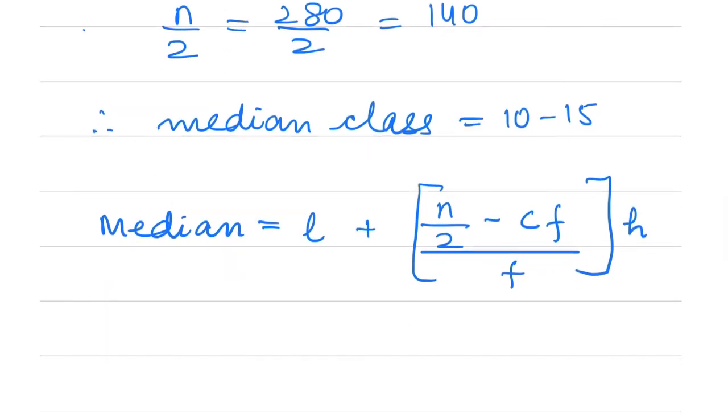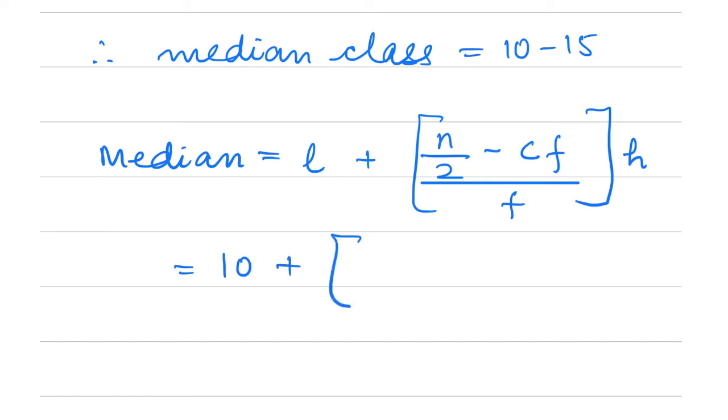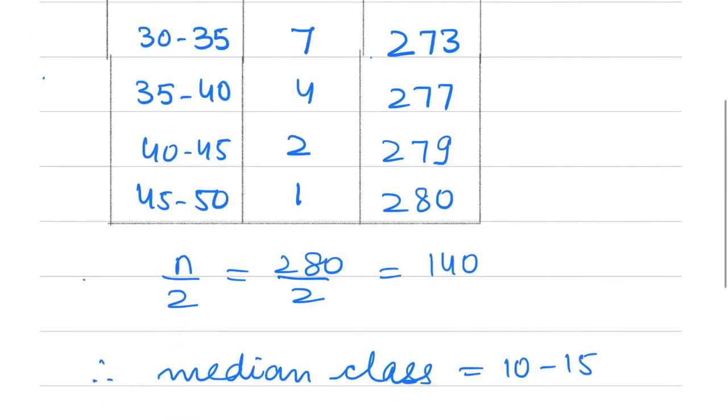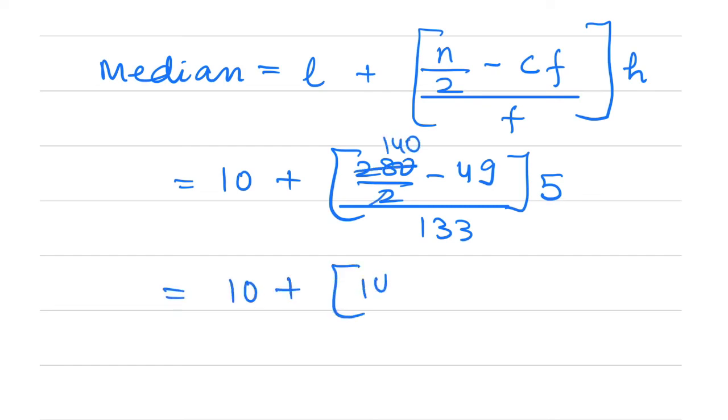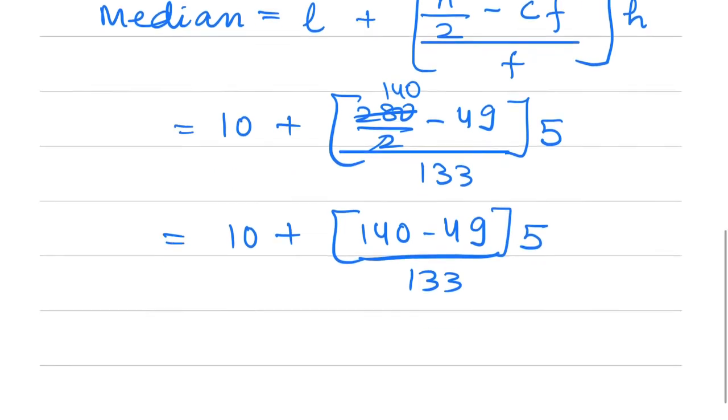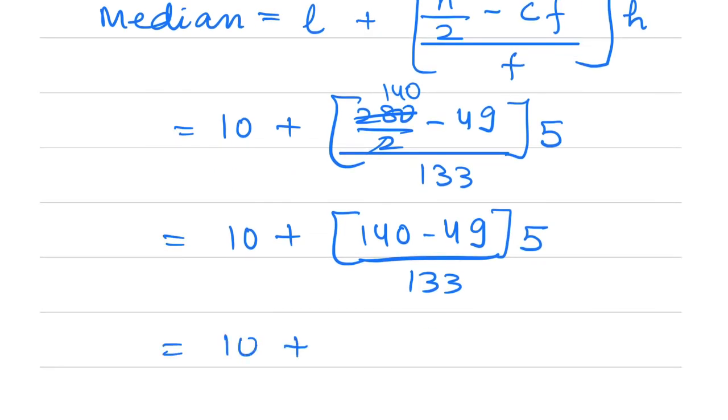Now let's substitute all the values. So lower limit is 10 plus total number of observations are 280 by 2 minus cumulative frequency of the class preceding the median class, that is 49, and frequency of that class is 133 into height is 5. Now this is equal to 10 plus this becomes 140 minus 49 divided by 133 into 5 equal to 10 plus 91 into 5 divided by 133.